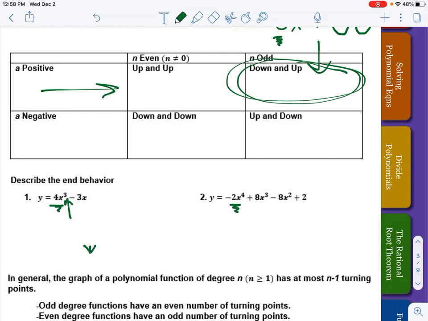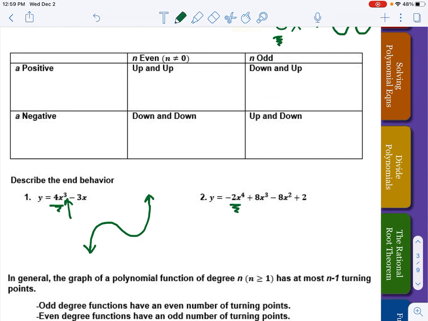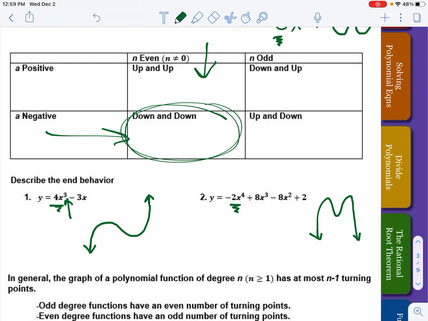So we have a down arrow on the left side and up arrow on the right side, and then we fill in what happens between. It might be something like that. I'll show you in just a second when that might not happen though. All right, and then this next problem 2, is -2 positive or negative? Well, it's negative. And then our degree is even. So this is going to be a down graph. It could look something like this.